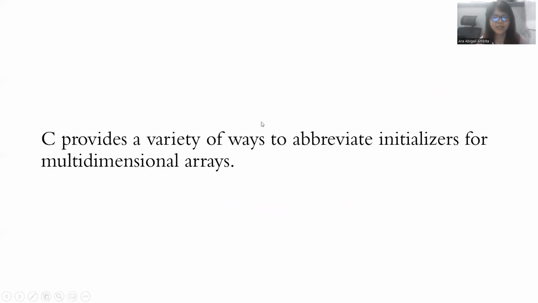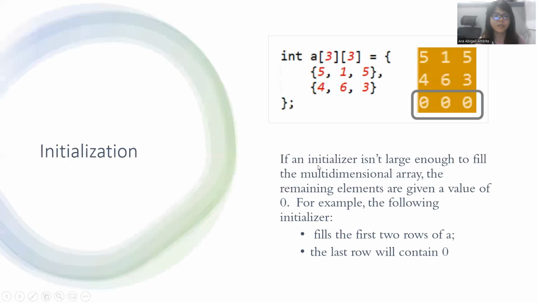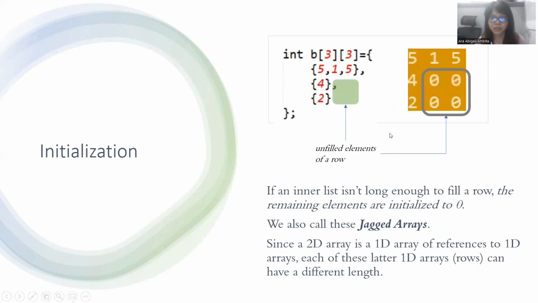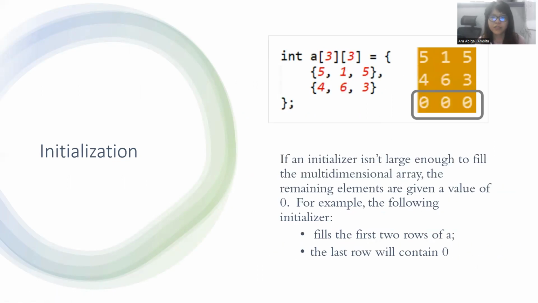So C provides a variety of ways to abbreviate initializers for multidimensional arrays. If an initializer isn't large enough to fill the multidimensional array, the remaining elements are given a value of 0. For example, the following initializer fills the first rows of A and the last row will contain 0.